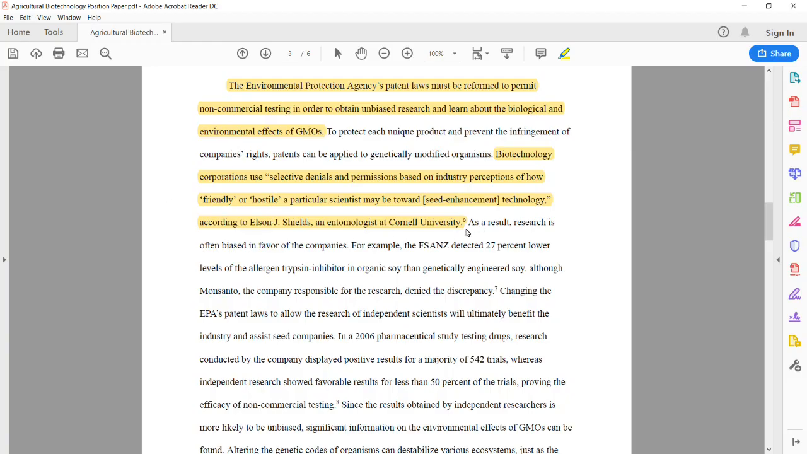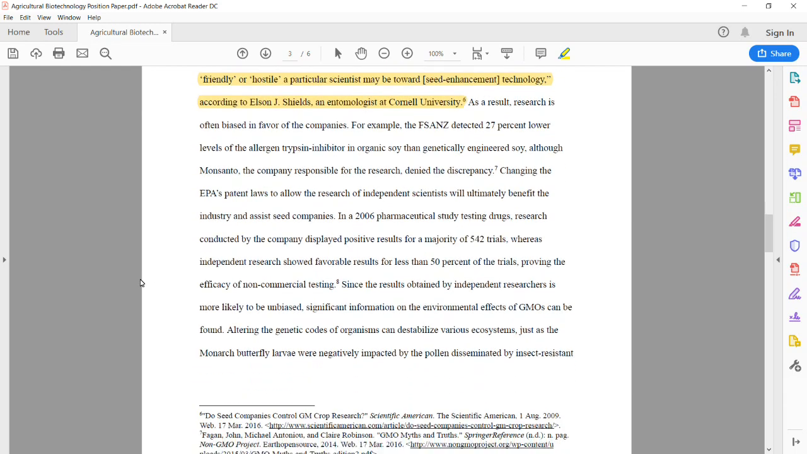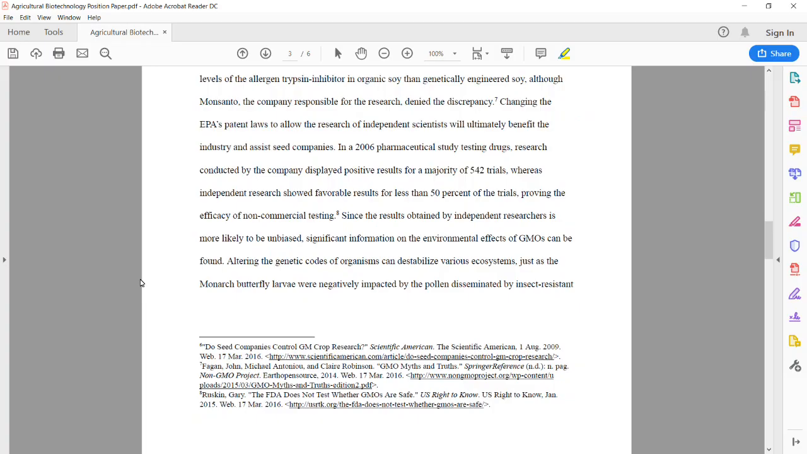Also, you can see this little number at the very end of the sentence, and that corresponds to our footnote citation. So if we scroll down to the bottom here, you can see the full MLA citation I included of the source where I found this quote. So for any type of evidence that you include in your paper, whether it's a statistic, a quote, any sort of evidence, you must always include a footnote citation to show where exactly that piece of information came from.